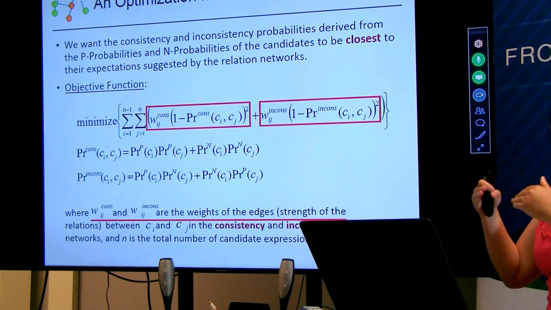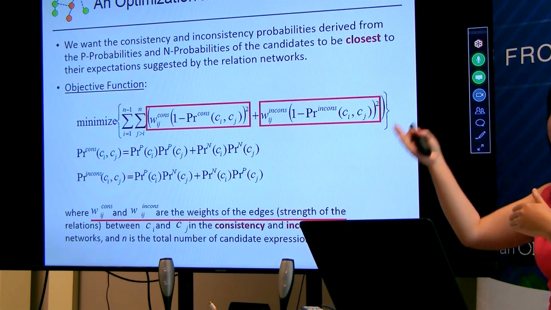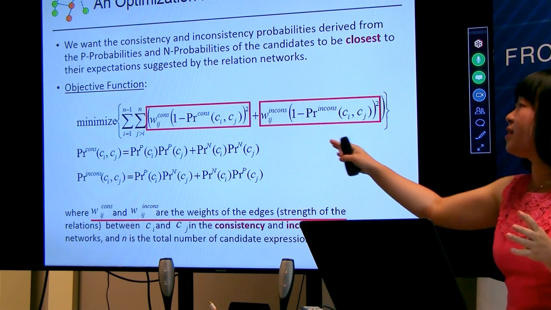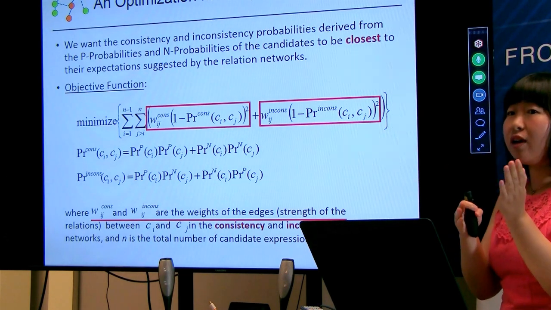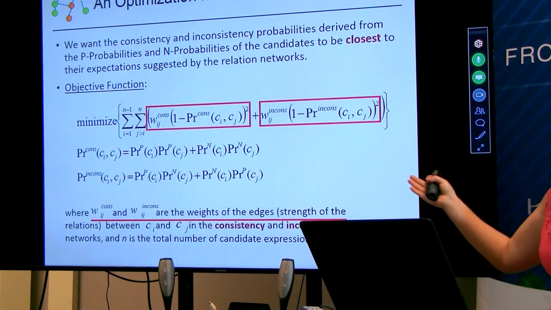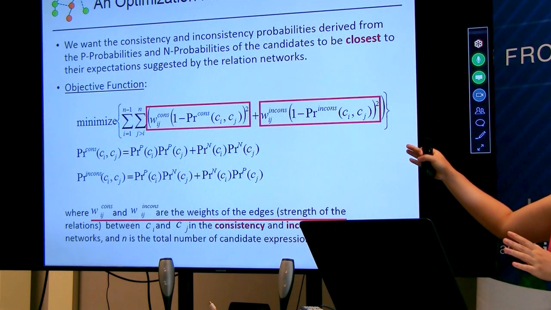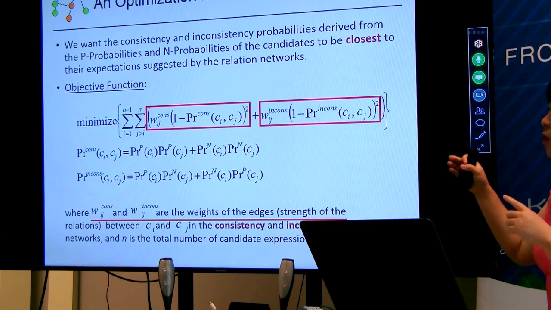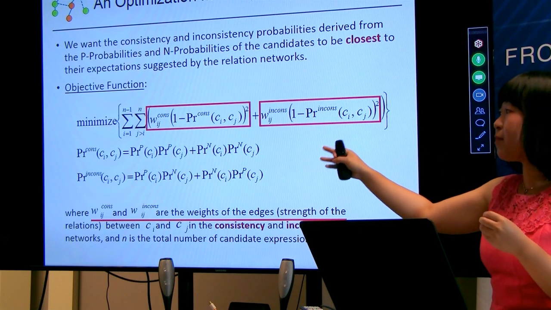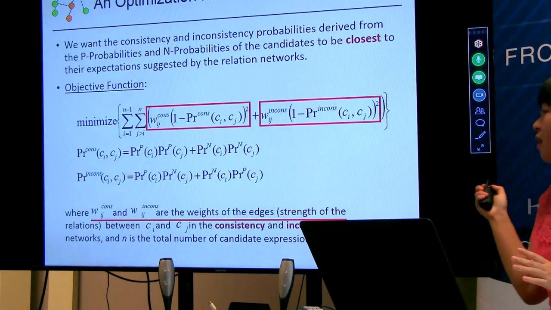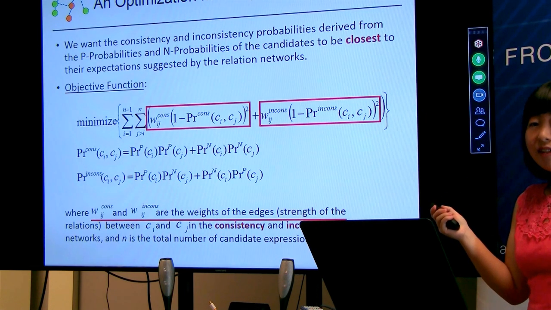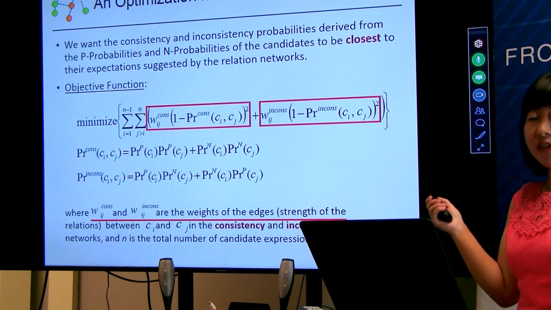Now we just need to minimize the error between what we can estimate using the P and N probability and what we can observe from the network. So eventually this objective function can have only one variable, which is the P probability of each candidate, because using the P probability, we can represent all these other probabilities. And when we solve this optimization problem, we can get the probability of each indicator to be positive or negative.